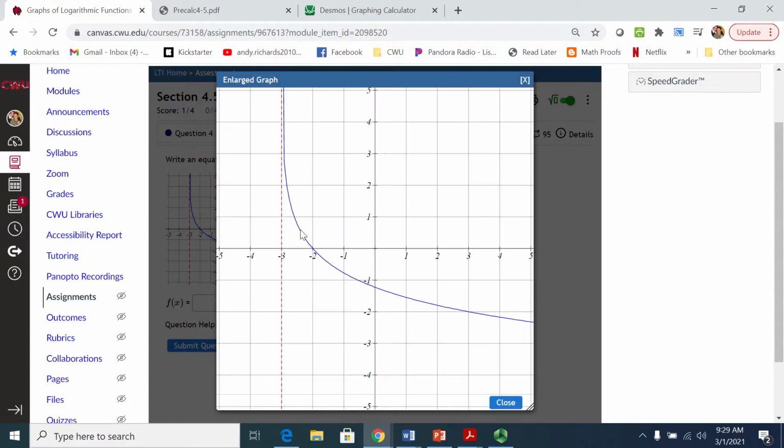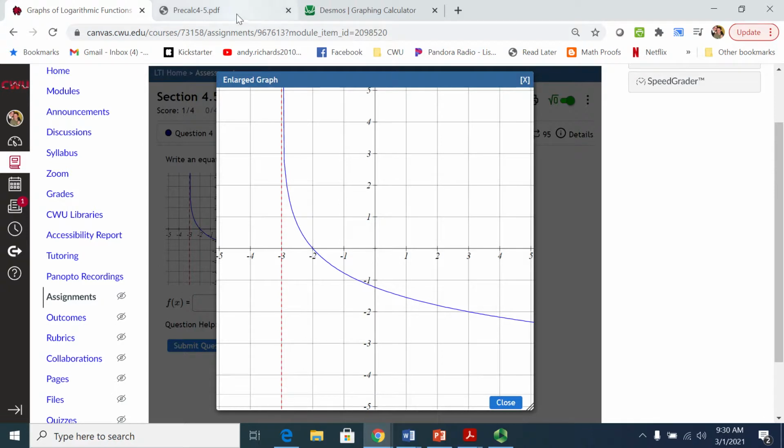through a couple of significant points. So the horizontal intercept here is at -2, and then it also goes through this point 3, -2 as well. In addition to that, it's a logarithm that has a vertical asymptote at -3 there.